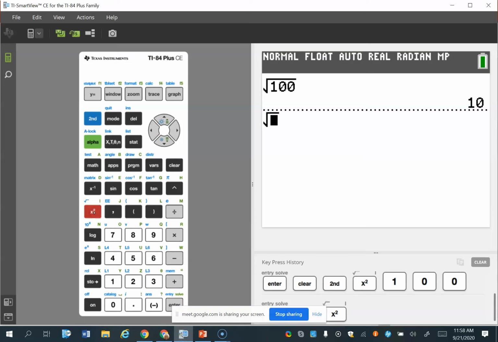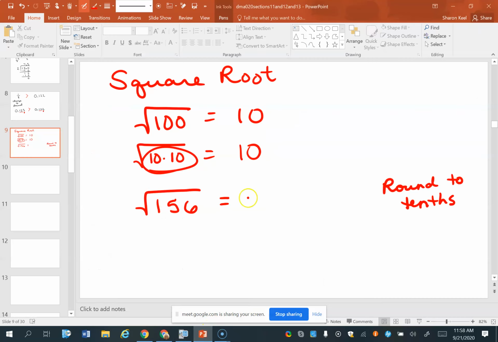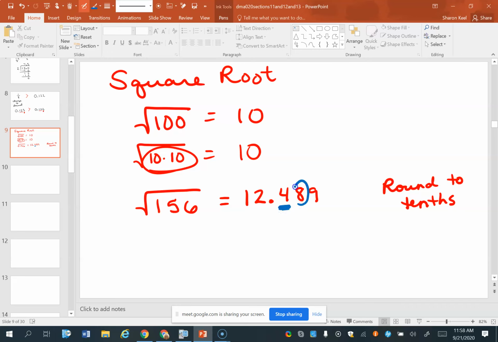Second, square root, 156. We get 12.48996. So let's do 12.489. Like if you're doing the test, you would write down the first few digits. If I'm rounding to the tenths place, I'm going to identify that the 4 is in the tenths place. The 8 is going to make the 4 round up. So when we round, this is going to become 12.5.